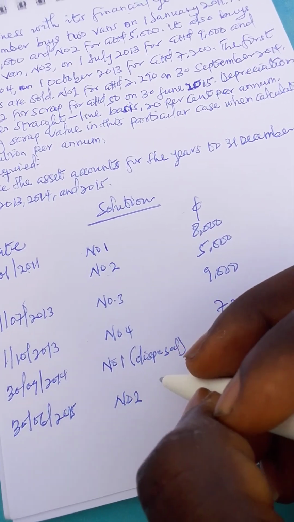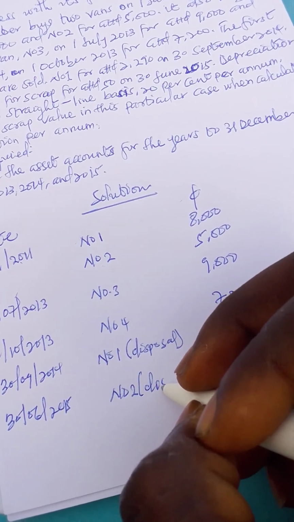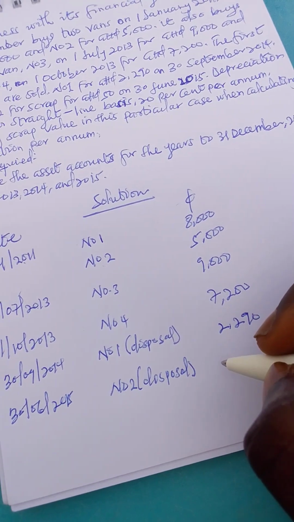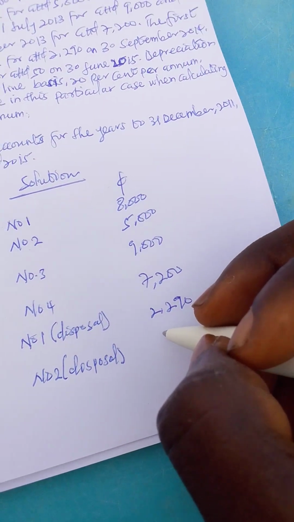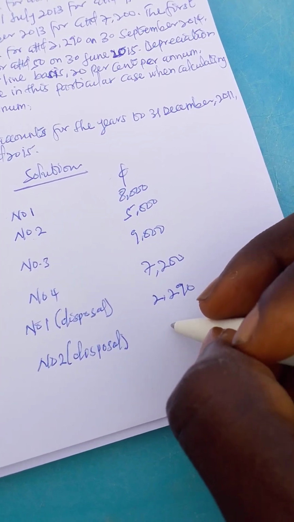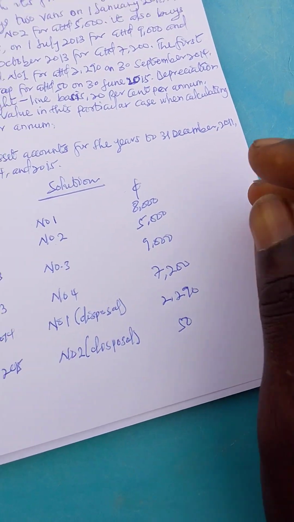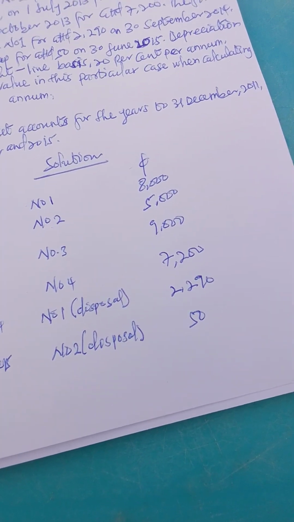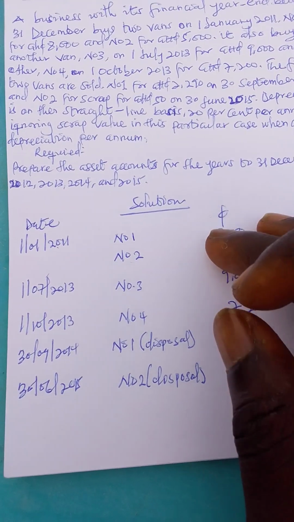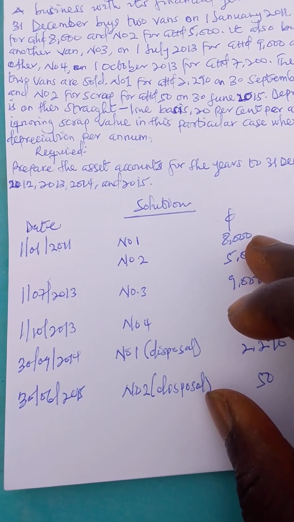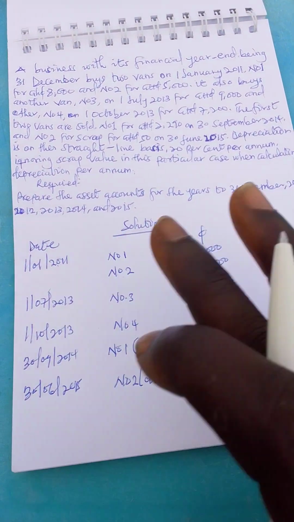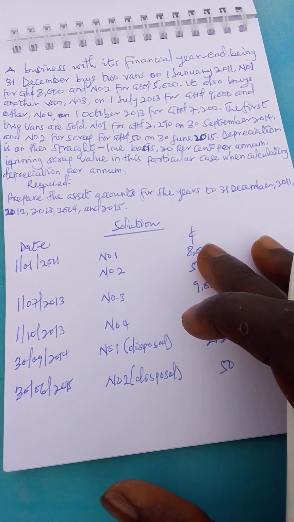Number 2, also disposal, which was sold for scrap. So the amount was not huge. That was 50 Ghana cedis. So these are the vital information that one is supposed to get. If we're able to fish out this information, you are half done with the question.